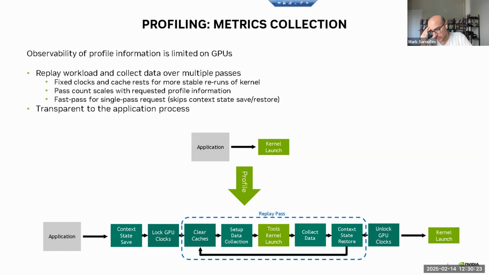So there's another question in chat by Jiyoung. I will rephrase the question, which is: what is the trade-off if you just had a single replay pass? If you collect only one metric, and that metric happens to be a single pass metric, then we don't have to do any of this. Then it's a single pass, you collect the data, you have it.